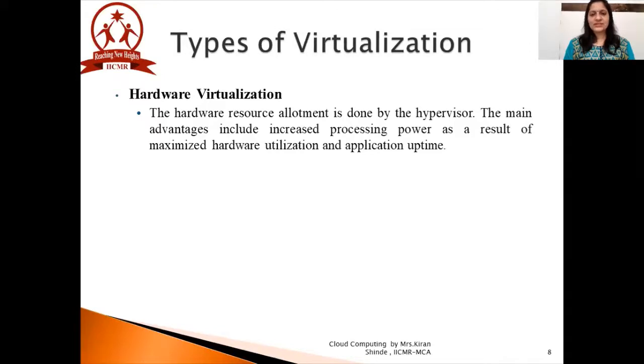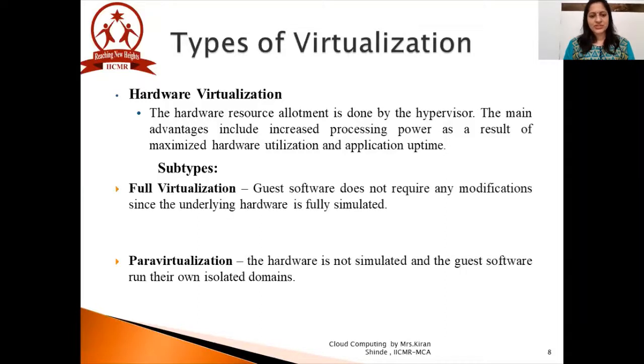We have to understand the types first, and then maybe in my next video lectures, we are going to talk in detail about hypervisor and its function. The subtypes under hardware virtualization are full virtualization and para-virtualization. What do you mean by full virtualization? Full virtualization is a type in which guest software or guest operating system does not require any modifications since the underlying hardware is fully simulated.